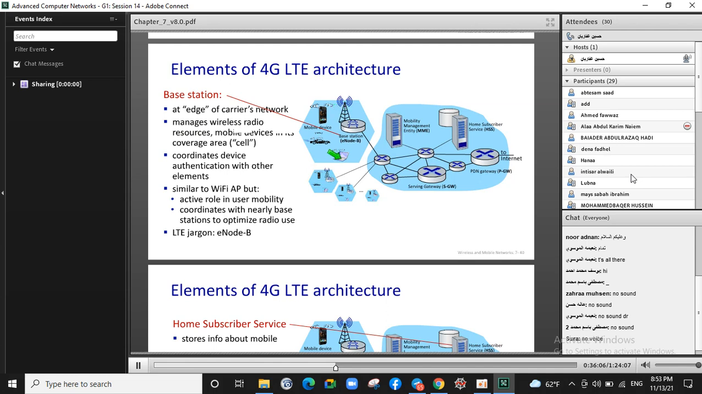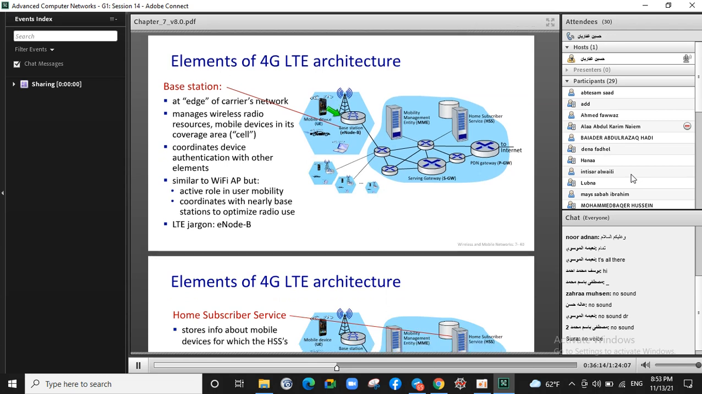So the base station is the edge of the carrier network. The base station manages the wireless resources and the mobile devices connected to the base station in this cell, coordinating device authentication over the element. This base station is something similar to a Wi-Fi access point.